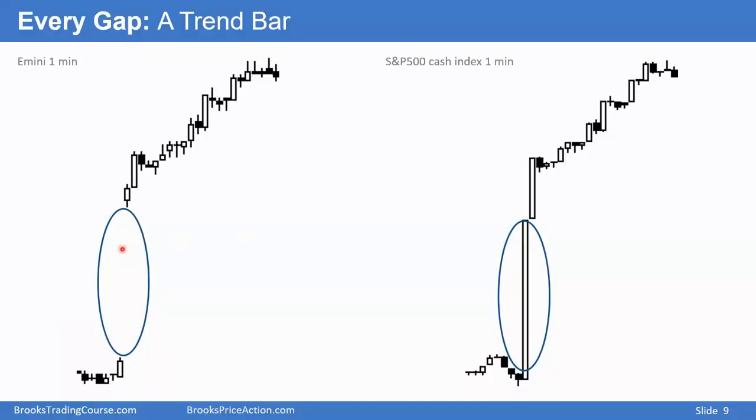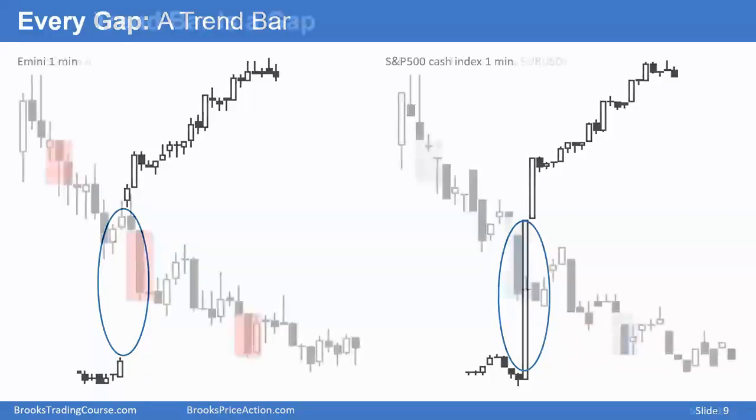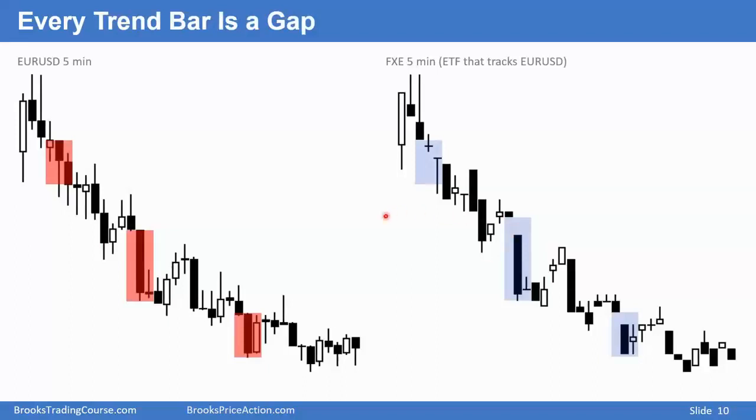This is the gap opening on the 1-minute futures chart. And then this is the big bull trend bar on the cash index chart. This is the euro versus the dollar 5-minute chart. And this is the FXE. It's an ETF that tracks the euro. And you can see they're doing basically the same thing.